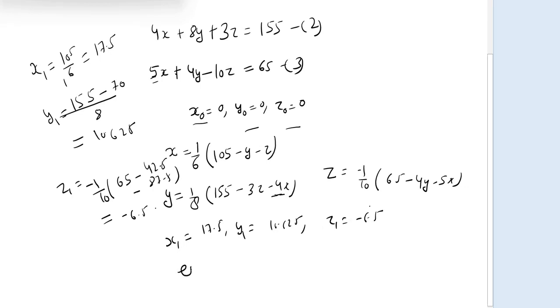Then we find the error. Error is equal to the mod of x1 minus x0, and if it's less than 10 to the power minus 4, then the values we get, let us consider them xn, yn and zn, are our answer. That is how we solve the Gauss-Seidel method.